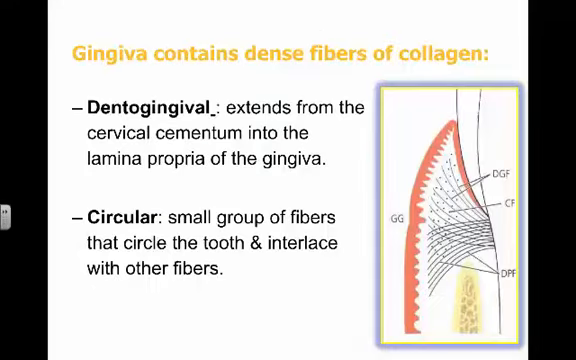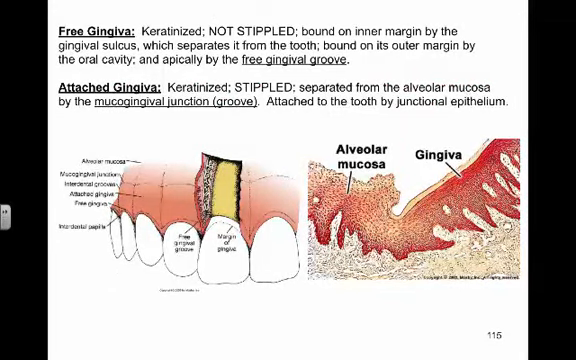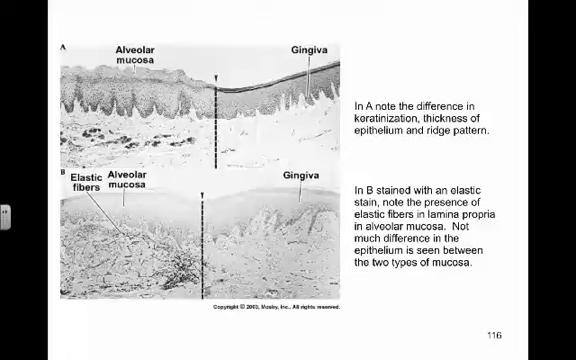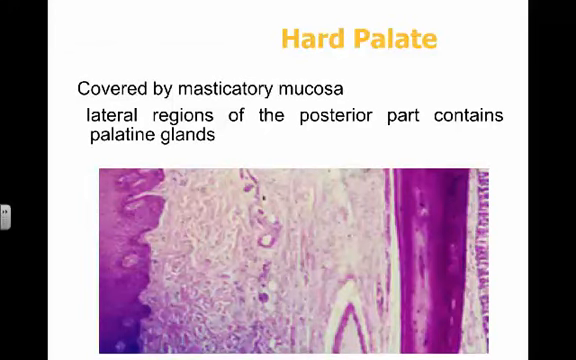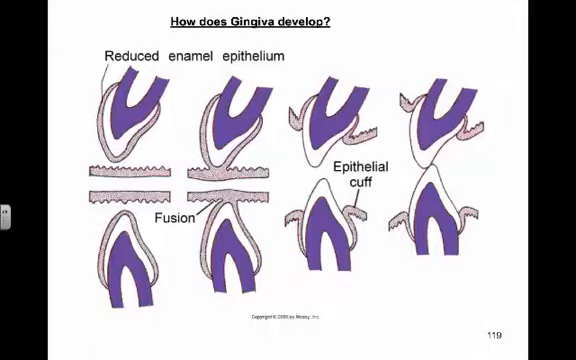I am not going to go through the fibers for you on this lecture, okay? This should be a review of your free gingiva, keratinized, not stippled. Attached gingiva is keratinized and stippled or stippled, whatever you want. And again, can be attached by junctional epithelium. Okay. Hard palate is masticatory. We spoke about palatine glands. So here, how the gingiva and junctional epithelium develop.